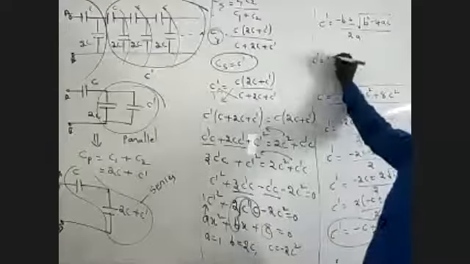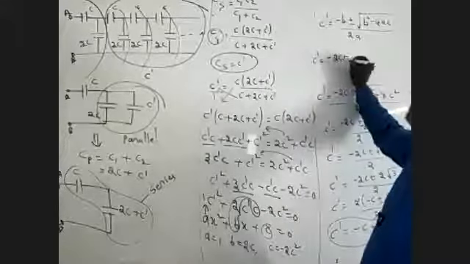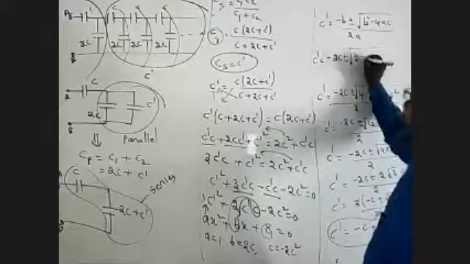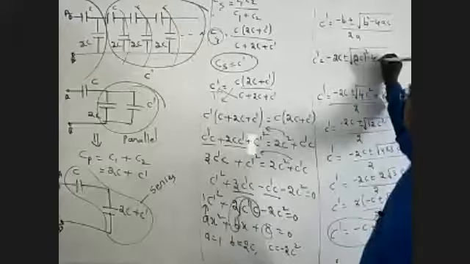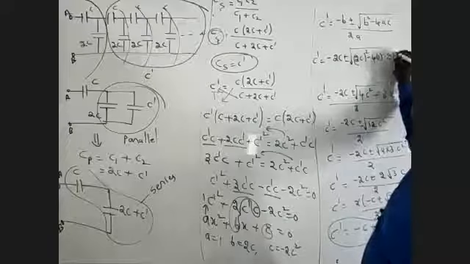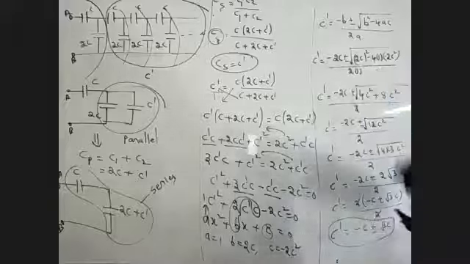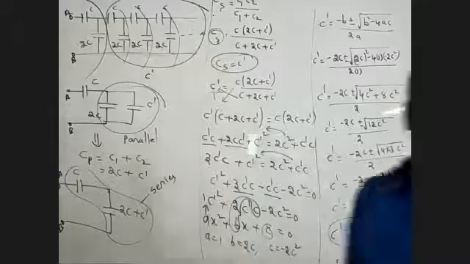C dash is equal to minus b, which is 2C, plus or minus root of b square, that is 2C squared, minus 4 into a, which is 1, into minus 2C squared, by 2a. This is our answer. This is a very, very important model.